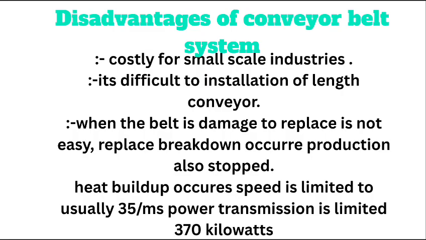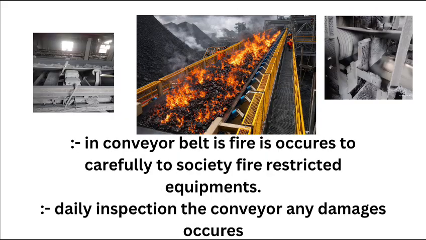Heat buildup occurs, and speed is limited to usually 35 meters per second. Power transmission is limited to 370 kilowatts. If a fire occurs in the conveyor belt, be careful, as it is restricted equipment. Daily inspection of the conveyor is needed in case any damage occurs.